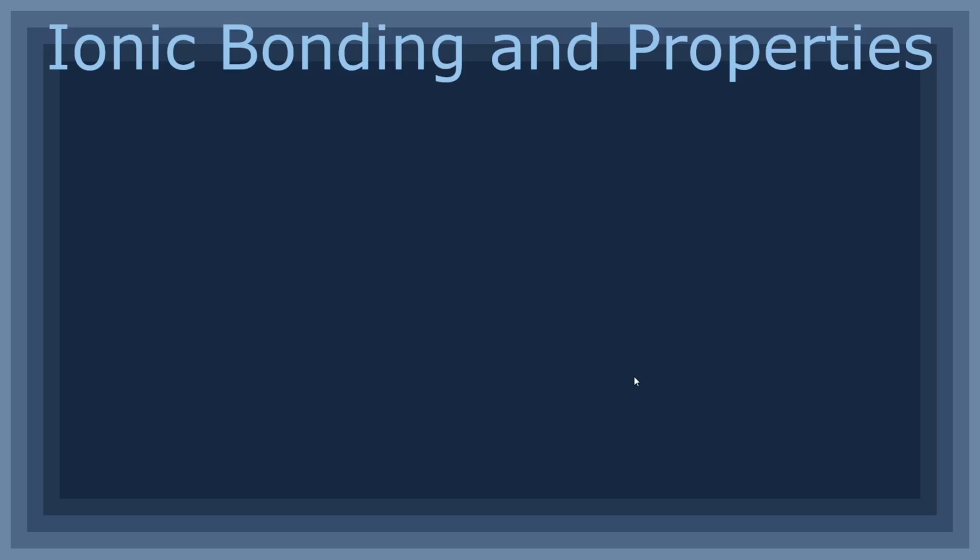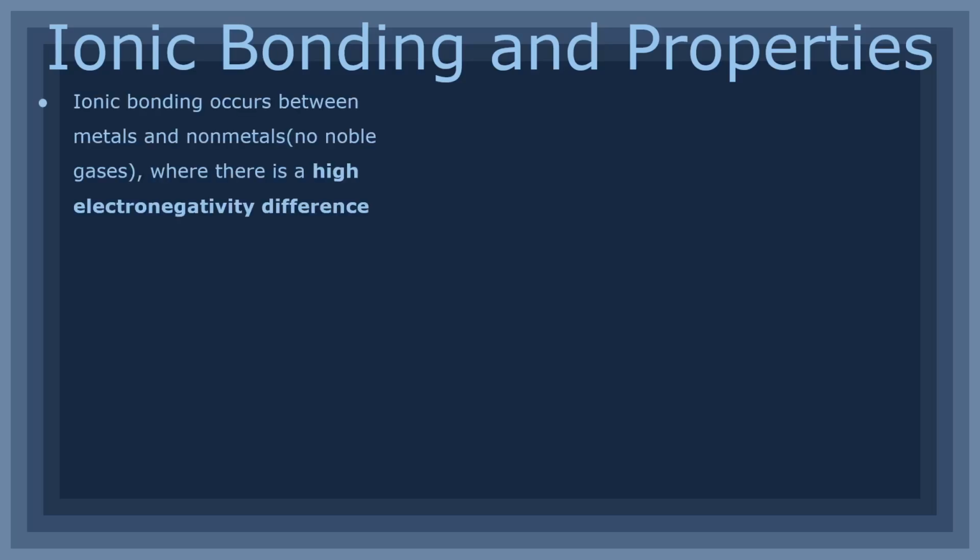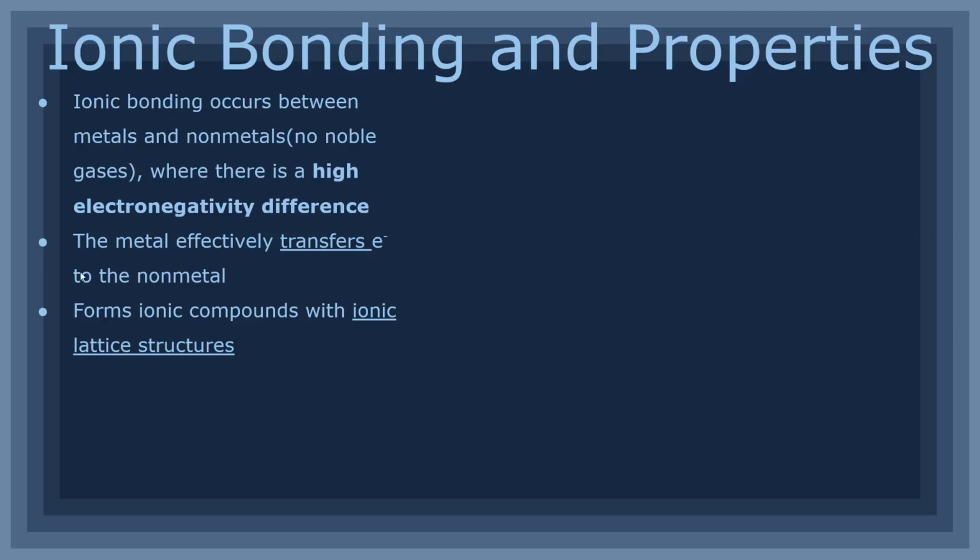Ionic bonding is the first type of bonding we're going to talk about, and it occurs when there's a high electronegativity difference between metals and nonmetals, except for the noble gases. The metal effectively transfers its electrons to the nonmetal and forms ionic compounds with ionic lattice structures, which are specific structures that are super strong and with a high melting point and boiling point.